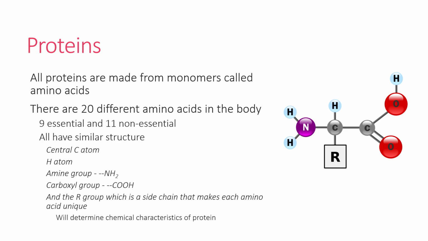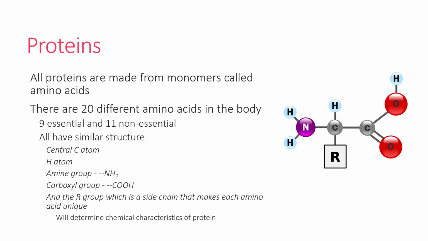This is what's shared by all of our amino acids. What's going to make each one of them different is going to be this R group, and that just means the functional group, if you will. And this functional group is going to determine all the chemical characteristics and properties of that specific amino acid. Now, of the 20, 9 are considered to be essential, and 11 of them are going to be non-essential.